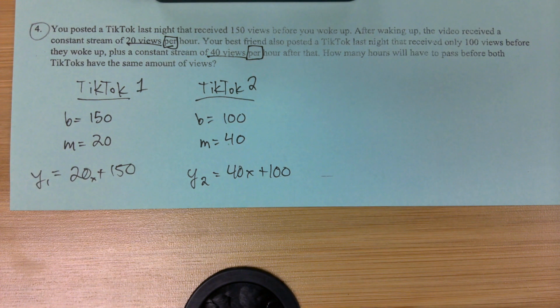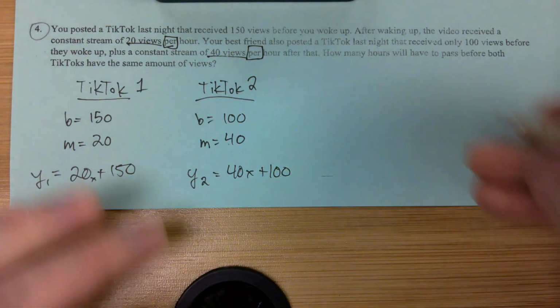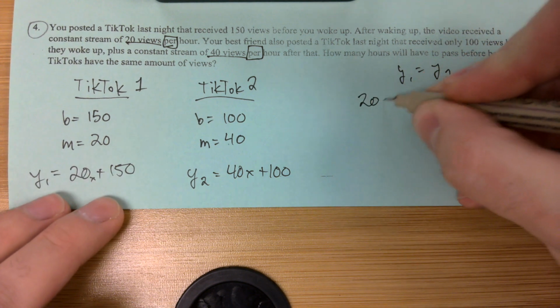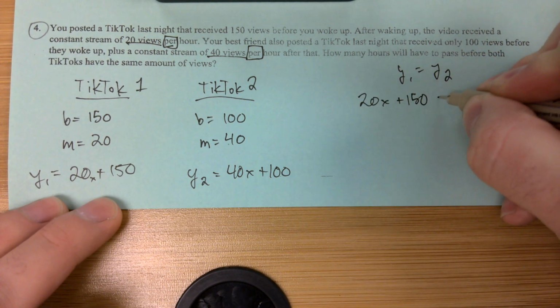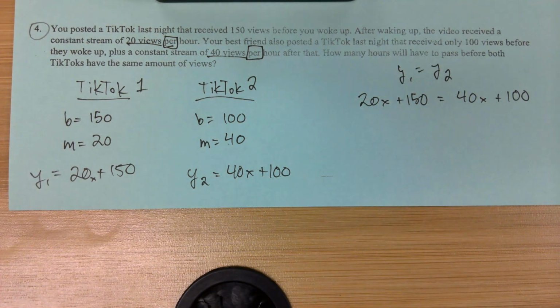So y1 is equal to 20x plus 150. That's our TikTok. And then our best friend's TikTok's equation is 40x plus 100. We're going to set these equal to each other. 20x plus 150 equals 40x plus 100.